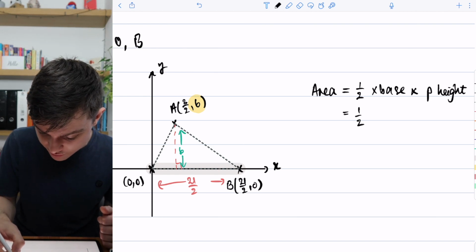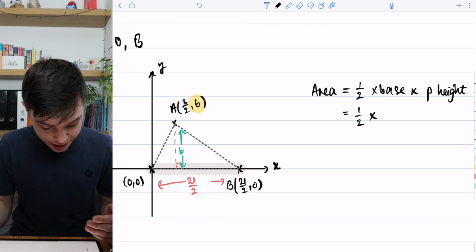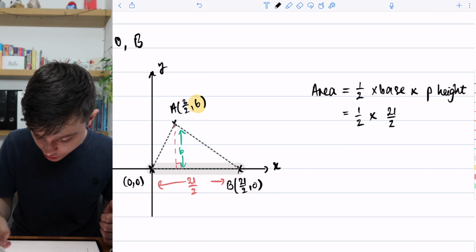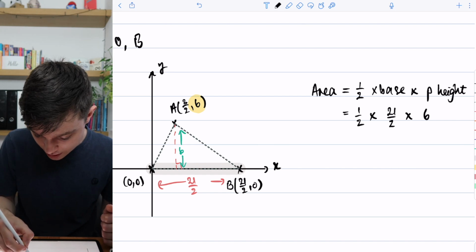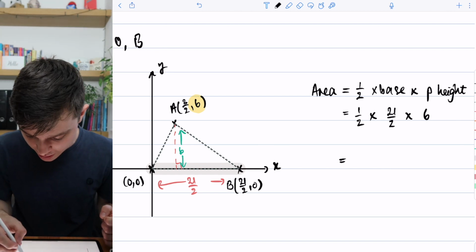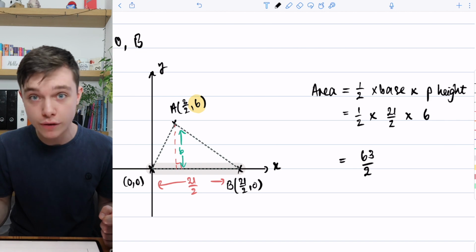The first thing is 1/2, that's given to us. The base is 21/2, and the perpendicular height is 6. And then taking that from the book, that gives me 63/2.